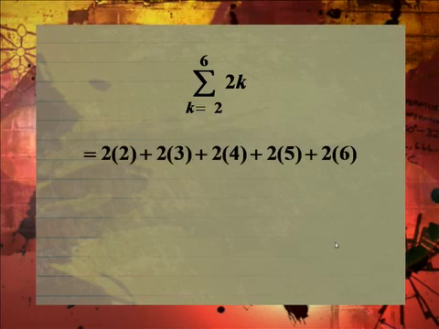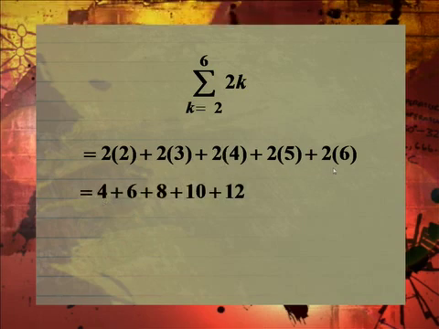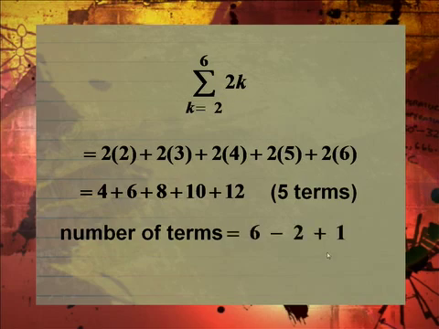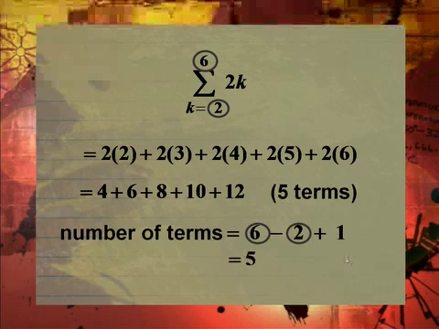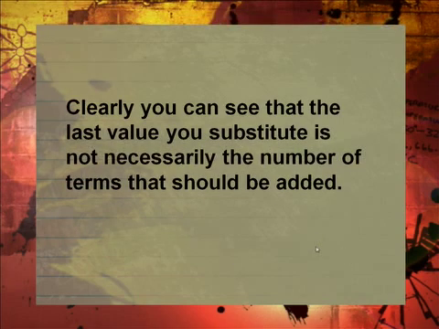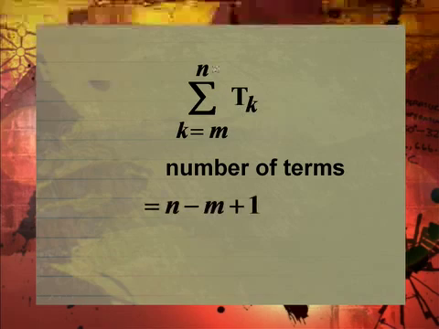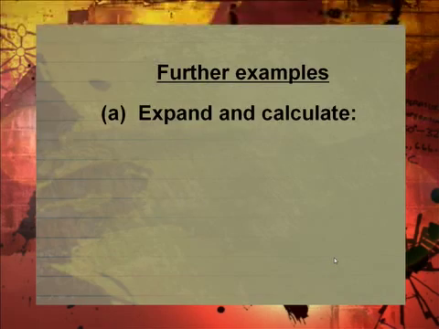What if it was k equals 2? Well, we start now by going 2, 3, 4, 5, 6 into 2k. Work it out: 4 plus 6 plus 8 plus 10 plus 12. There's 1, 2, 3, 4, 5 terms, not the 6. So how do we work out the number of terms? Okay, it's top 6 minus the bottom, add the 1, gives you 5. Very important. So clearly you can see that the last value you substitute is not necessarily the number of terms that should be added. Okay, so what's the rule? Number of terms is the top minus the bottom plus 1.